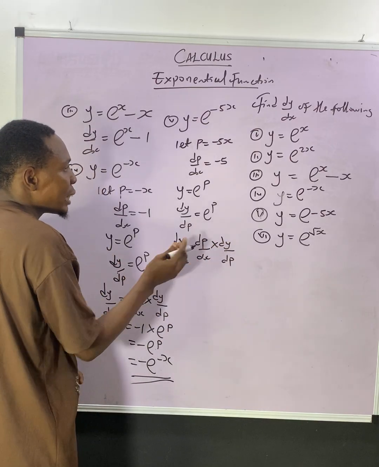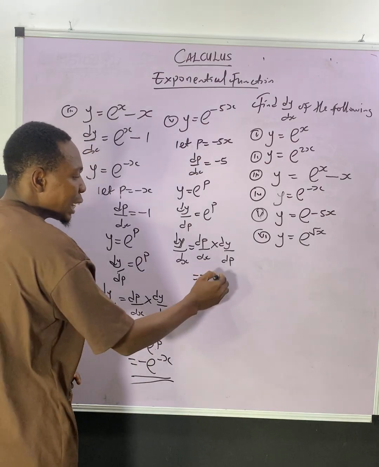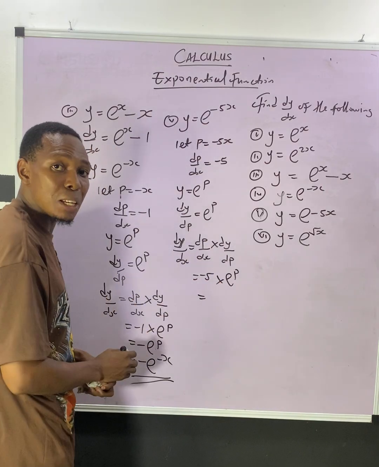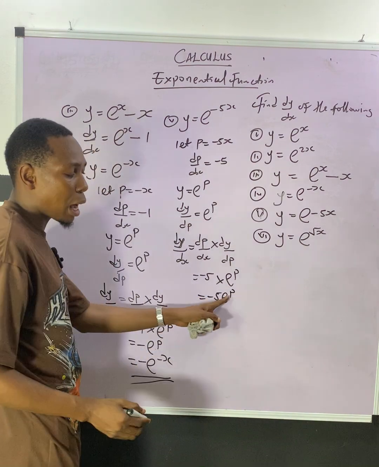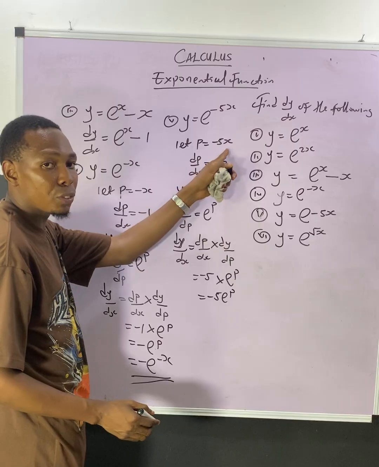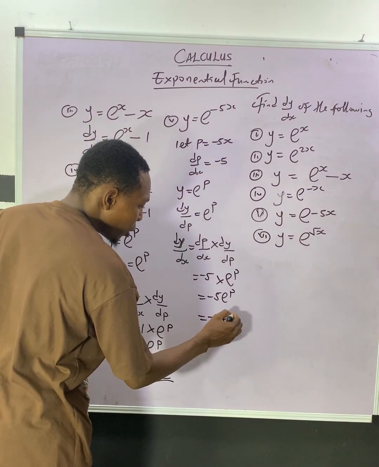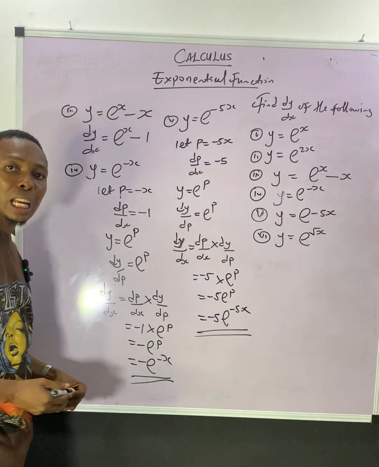So dp over dx is minus 5. Then times dy over dp, which is ep. Minus 5 times ep, we have minus 5 ep. And we know what our p is. Our p is minus 5x. So our final answer will be equal to minus 5 e of minus 5x. So that should be our final answer.